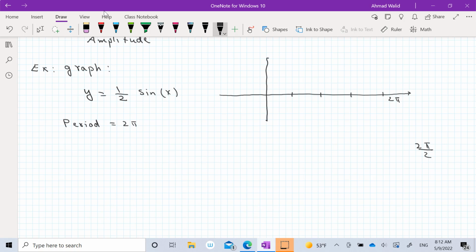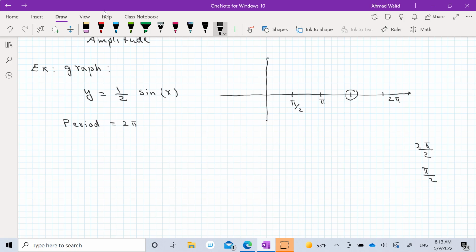2 pi divided by 2 gives you pi, which is your center, correct? You see, when I explained sine, here was pi, and you find it by dividing by 2. You find actually halfway. Now, if you divide pi by 2, you can find the first quarter, correct? Pi divided by 2 gives you pi over 2, which is this point.